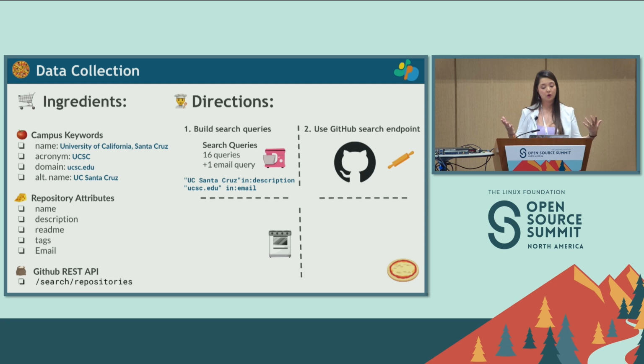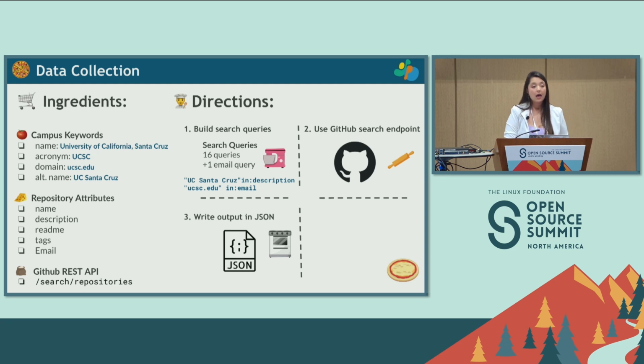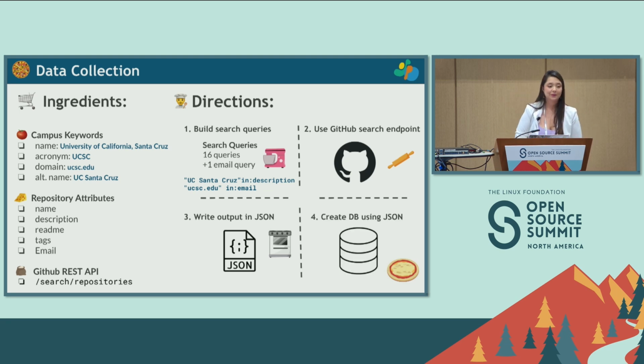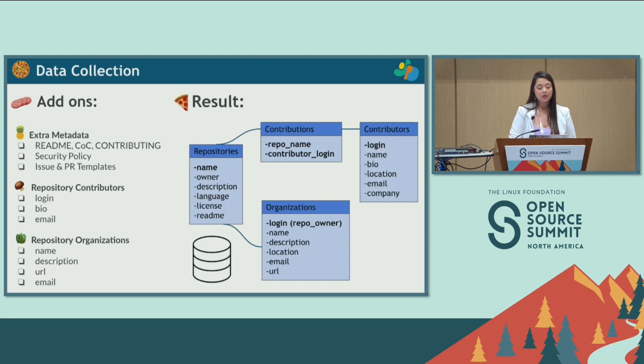The second thing is, of course, using the GitHub search endpoint to find the repositories using these queries. And GitHub's API provides a very easy way to just have an output JSON file. But what I actually did was I created a database with this, because one of the things that I realized I wanted to do was modify this data and add more data and be able to kind of play around with it in an easier way. So creating a database was very important for the continuation of this.